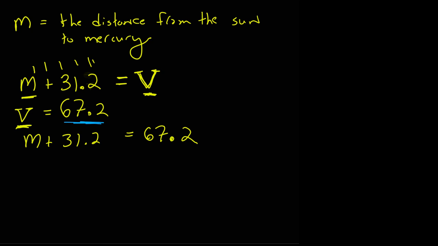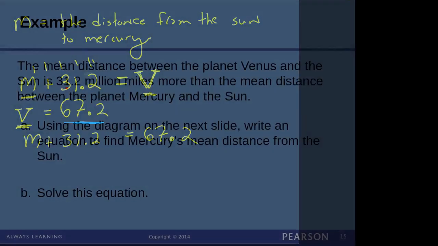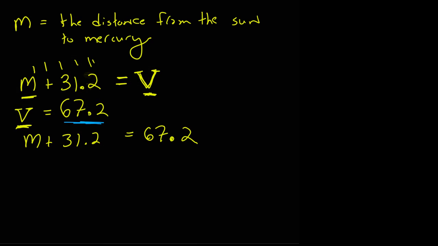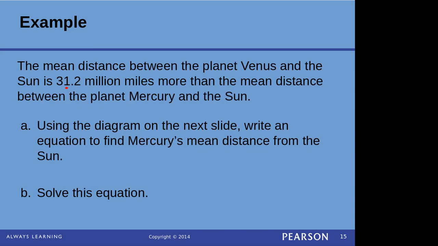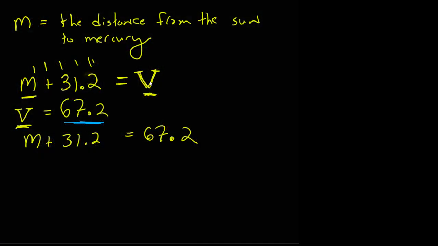Let me drop back to the slide part here. I didn't drop on the slide. I hate when I do that. Let's go back two steps. There's the blackboard, there's the slides. All right. And so this relationship, Venus is 31.2 more than the distance to Mercury, is the first relationship that we describe. Venus is 31.2 more than Mercury.